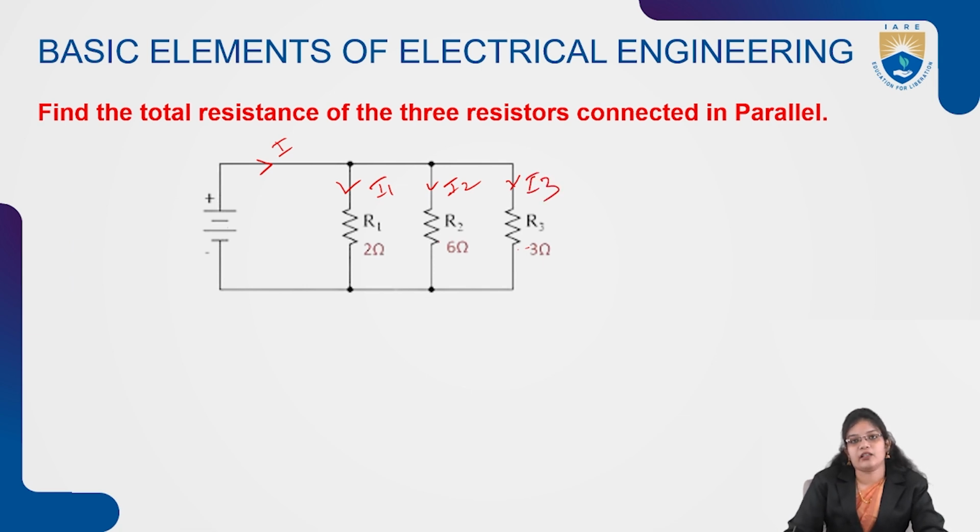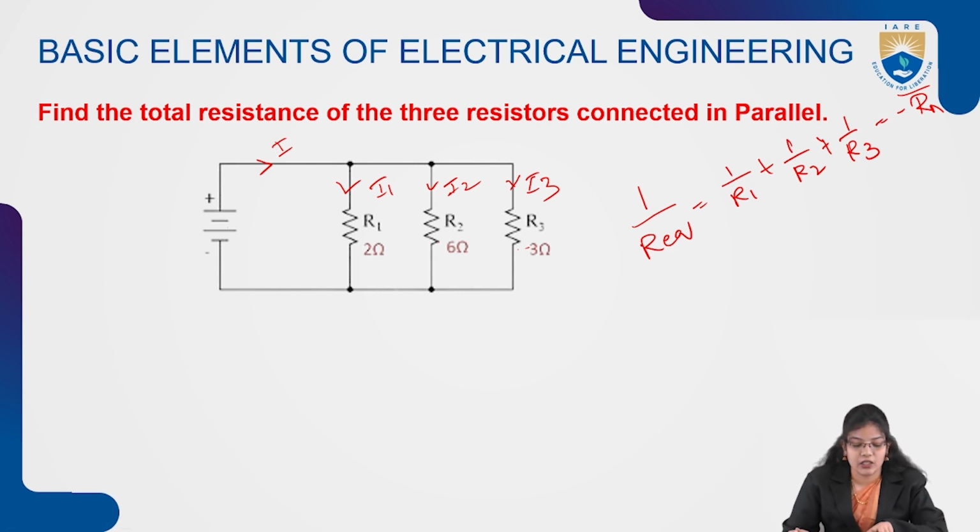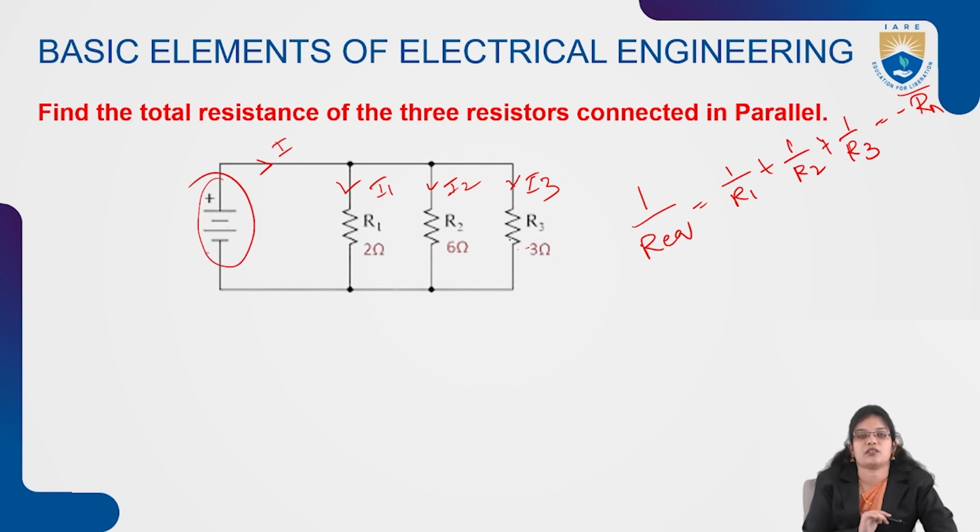So how to calculate the resistances when they are connected in parallel? The normal formula for this is 1 by R equivalent is equal to 1 by R1 plus 1 by R2 plus 1 by R3 and so on till 1 by Rn. So first we have to calculate by considering two resistances. From the opposite to the source side, we have to consider the resistances. This is the source side and this will be the opposite side. On the opposite side, these two resistances are connected in parallel.